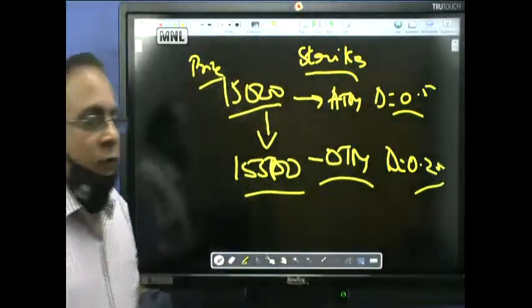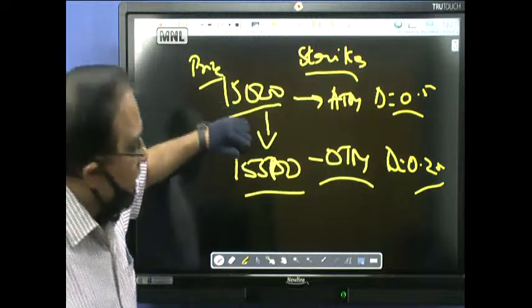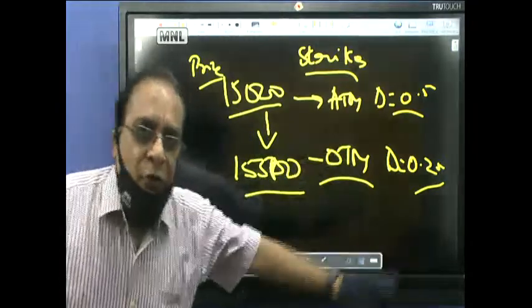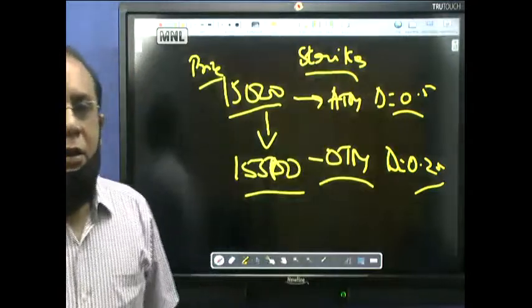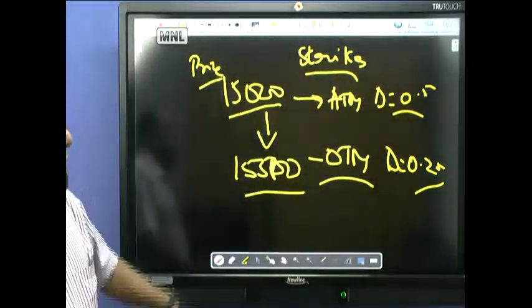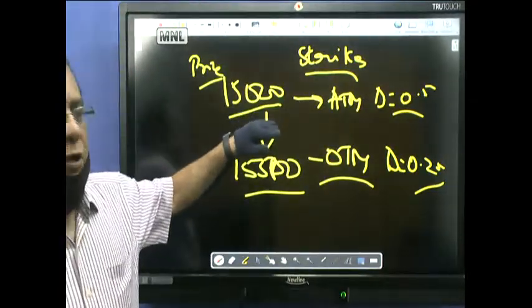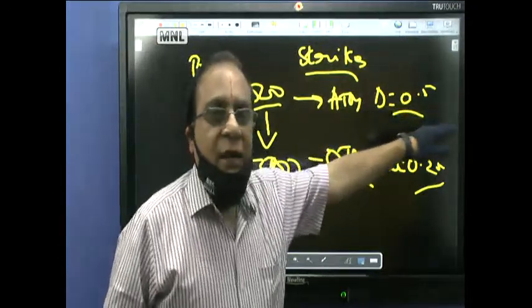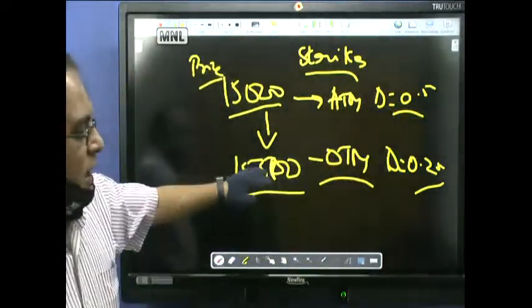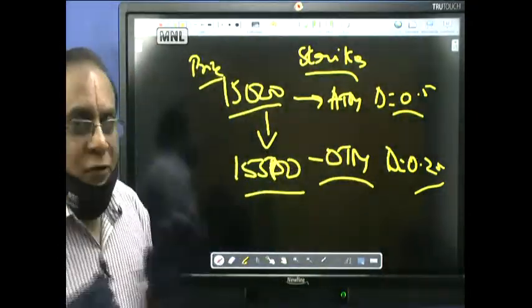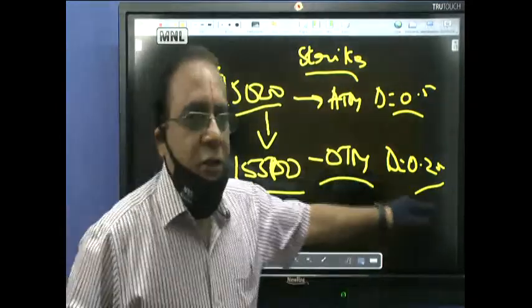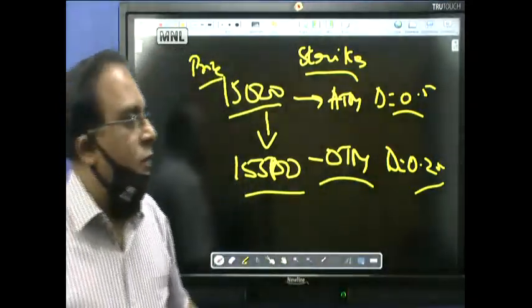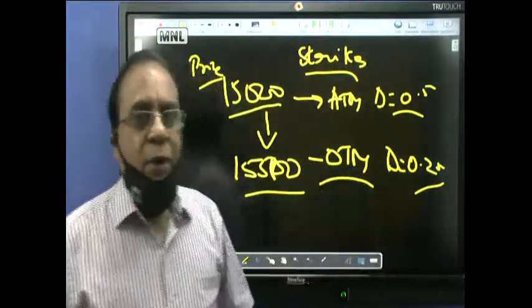That means, first of all, the market has to cover this distance and then go up. So what is the probability that you are going to make money above 15,500? Since it is above the present price of 15,000, it has to be a lower delta than 0.5, because the probability has to be slightly lower compared to the present price. The extent to which it is lower is given by the delta, which is 0.25. And why should this delta be 0.25?